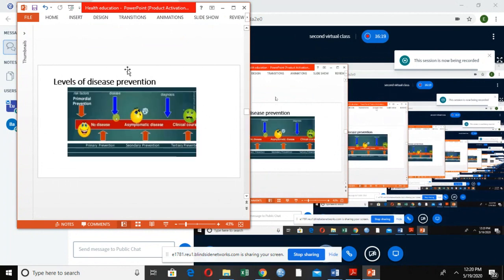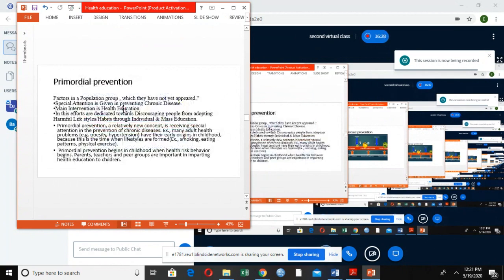Now, once you have the disease, what are the modes of disease prevention do we have? So we have primordial prevention, we have primary prevention, you have secondary prevention, and we have tertiary prevention. So let's go through these types of prevention and understand them well.